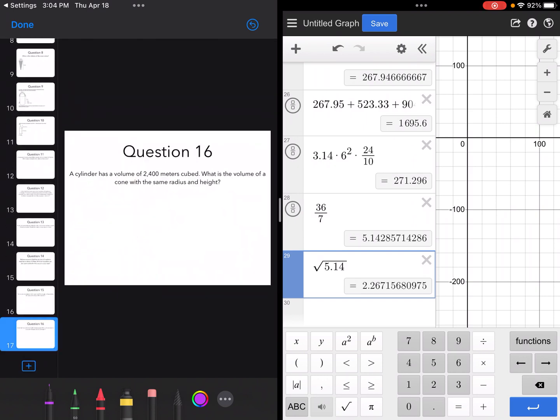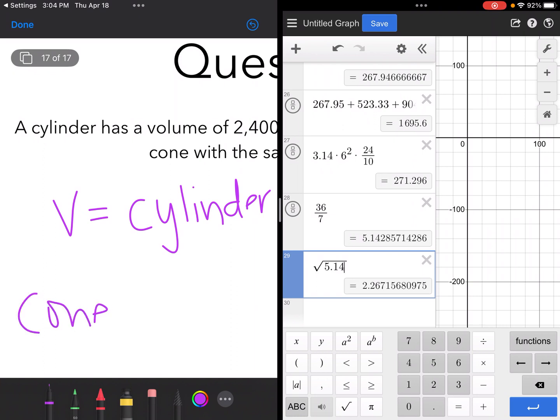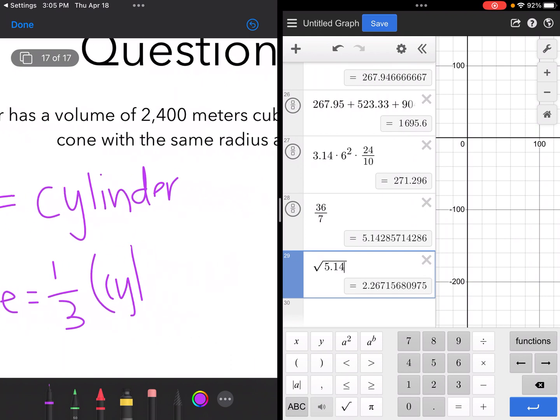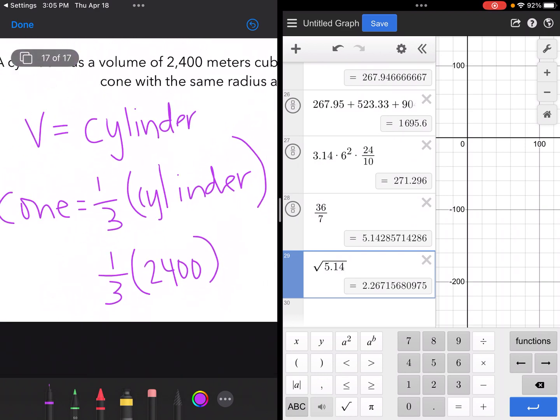All right, and the last question, a cylinder has a volume of 2,400 meters cubed. What is the volume of a cone with the same radius and height? Well, I know that the volume of a cone is 1/3 the volume of that cylinder. So 1/3 times 2,400. And I'm going to get 800.